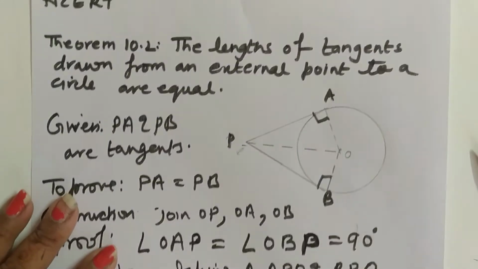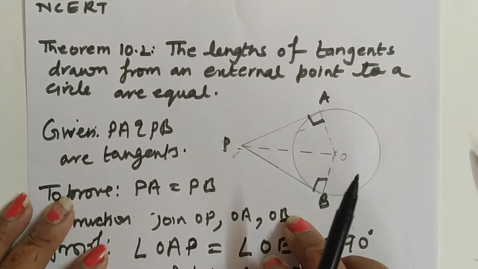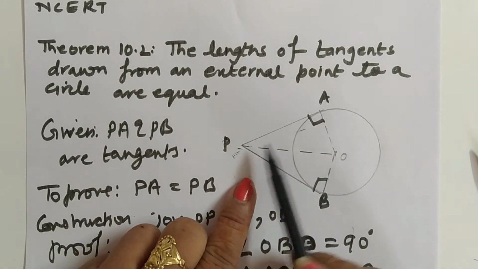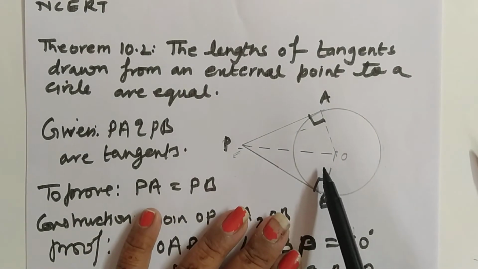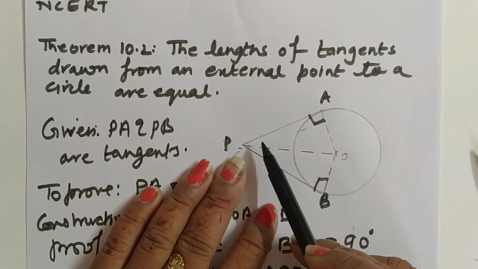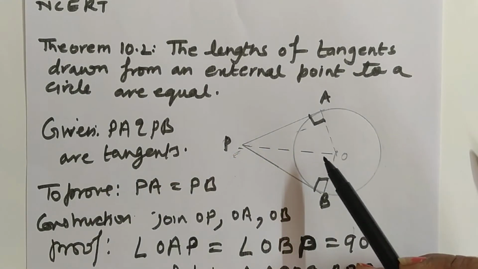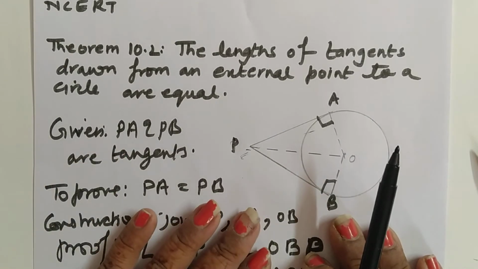You can see here, we have proved that these two triangles are congruent to each other by the RHS congruency rule. Now by CPCT, AP is equal to PB. So we can say that if we draw two tangents from an external point, they are always equal to each other. The proof of this theorem is very, very important.